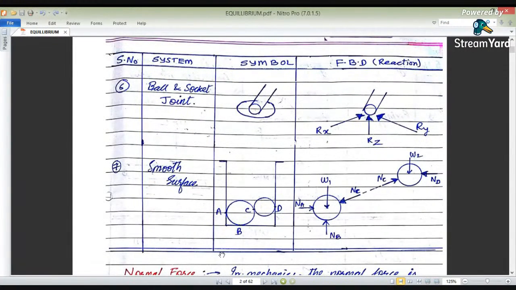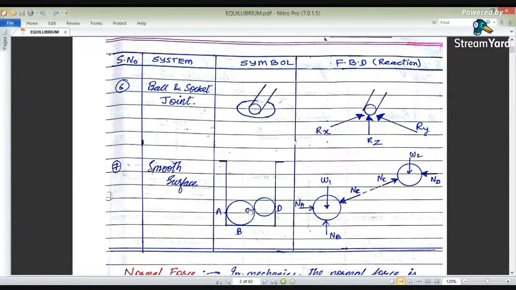Again, there are two balls which have been kept in a container. A ball is in contact with the vertical wall, with this first wall, and also with the bottom floor surface. It is in contact with both. After drawing the FBD, the second smaller ball is in contact with the vertical wall, and the two balls are in contact with each other.